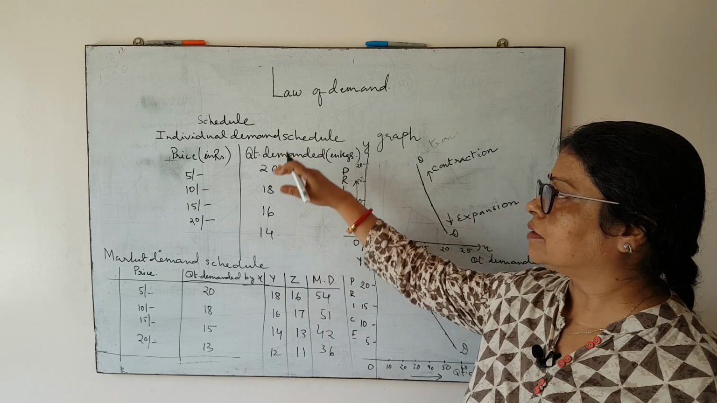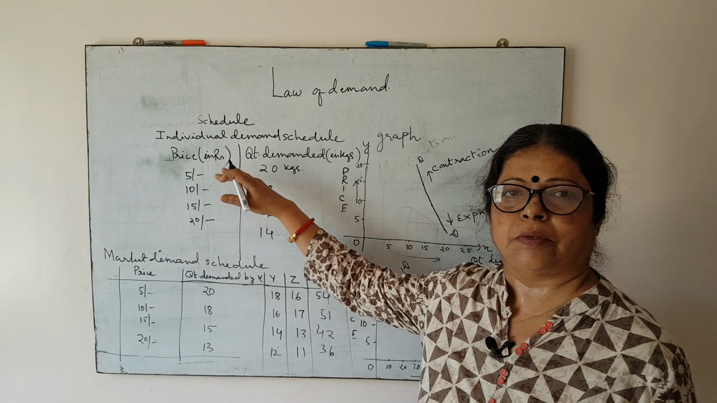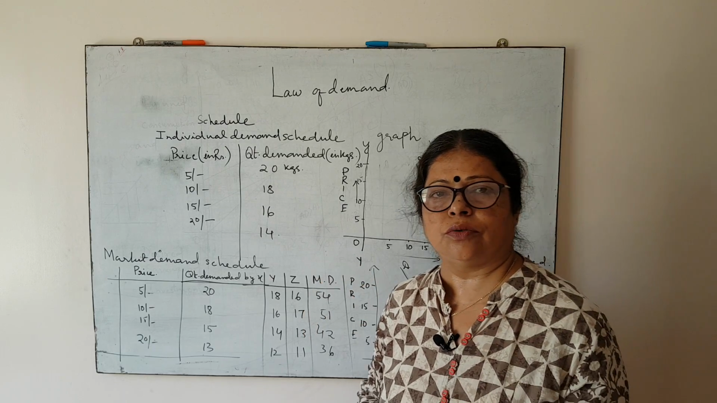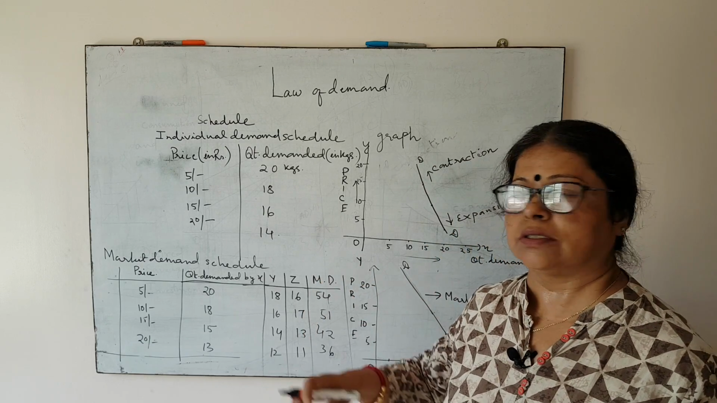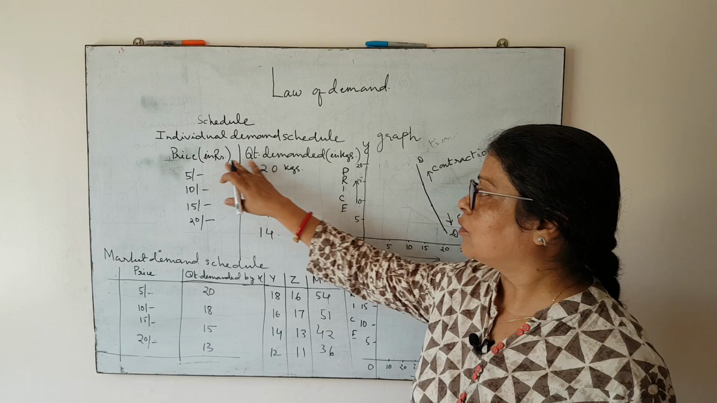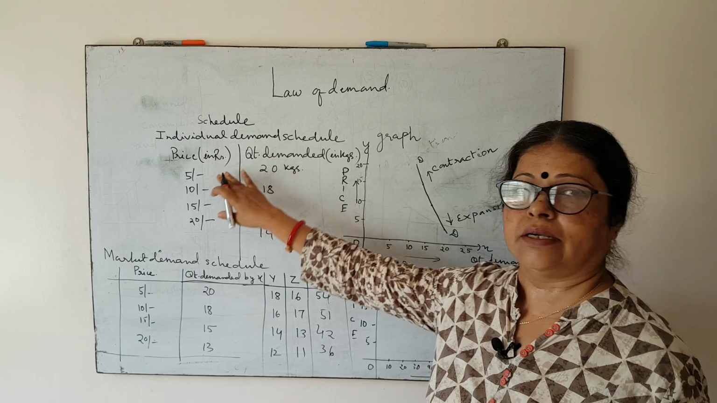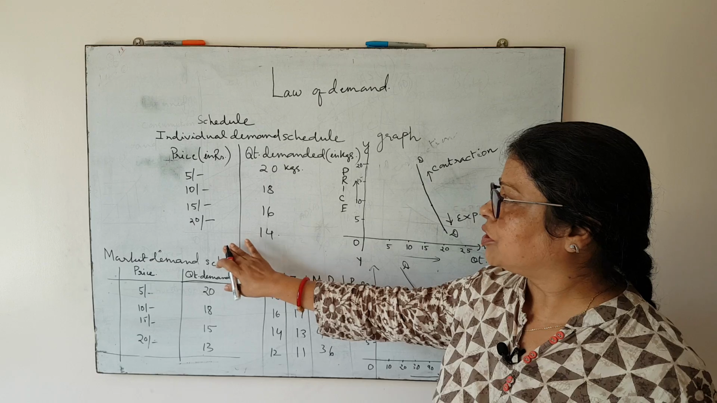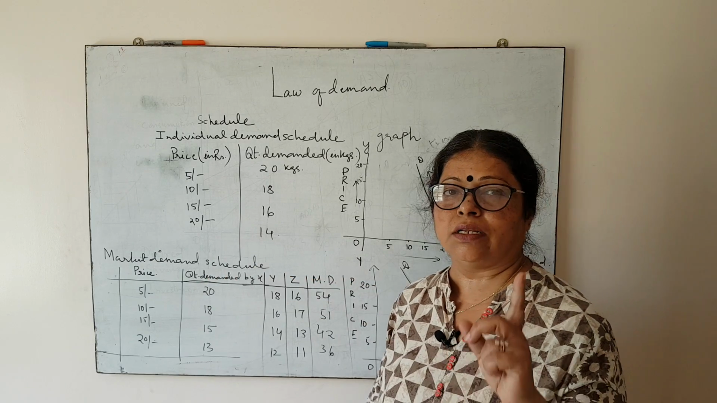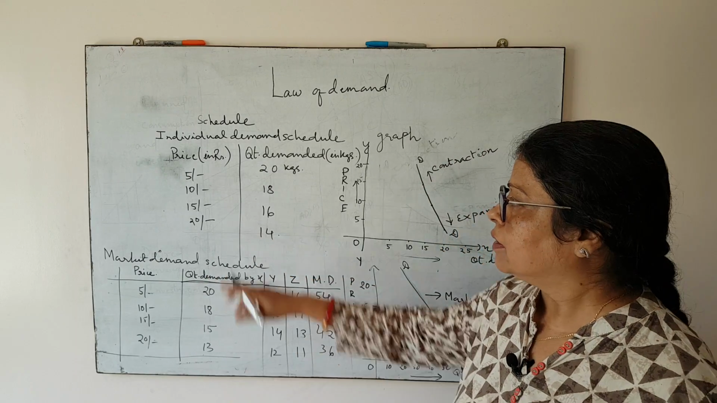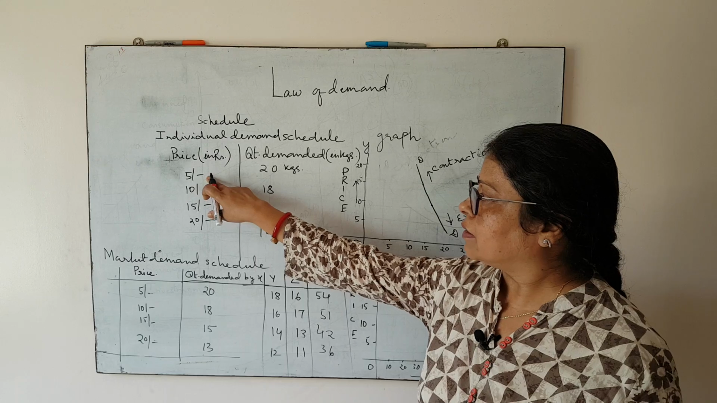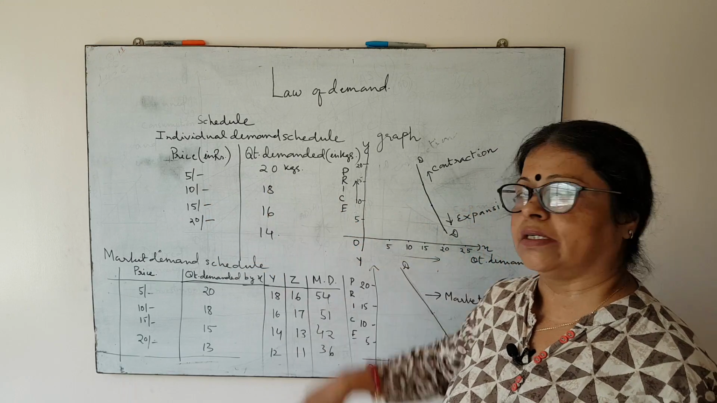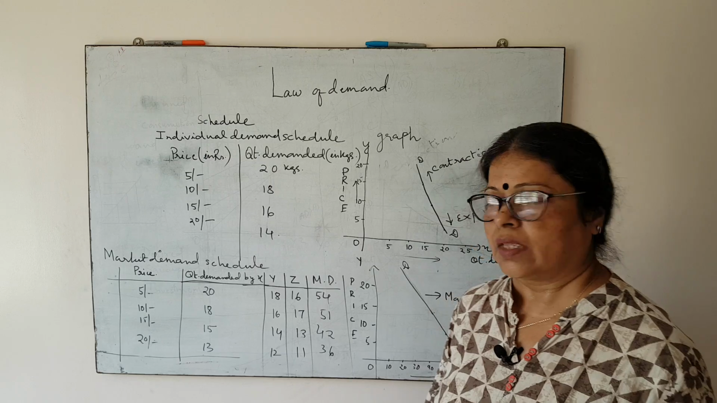Now, after the assumption, you have to explain the schedule. What is a schedule? A schedule is a tabular representation of different quantities which are demanded at different prices. So, this schedule is explaining one individual's demand. You can see that as price is increasing, quantity demanded is decreasing.